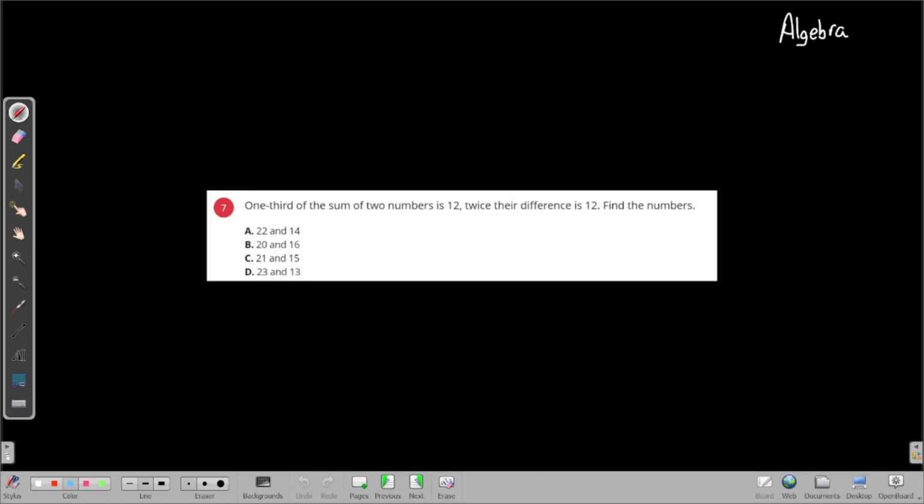Algebra again, word problem. 1/3 of the sum of two numbers. Let's give these numbers random variables, let's call them x and y. x and y are our two numbers. 1/3 of the sum. What's the sum of x and y? That's x plus y. So what's 1/3 of the sum? That's 1/3 times x plus y, and that is equal to 12.